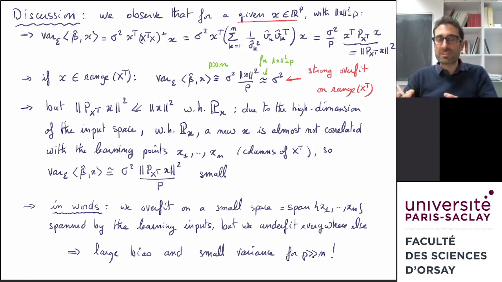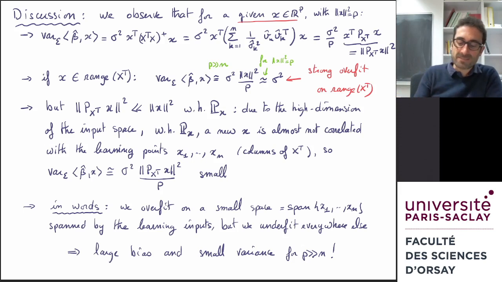So the first message is that as long as you are in the linear span of your data points, the x_i, which is simply the range of X^T, you will have a strong overfit of your predictor. But in our case, where x has the same distribution as the x_i, so a Gaussian distribution with covariance equal to identity, with high probability the projection onto the range of X^T of x will have a norm much, much smaller than the norm of x squared.